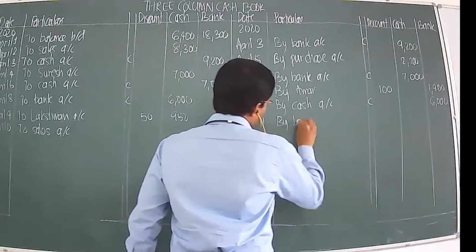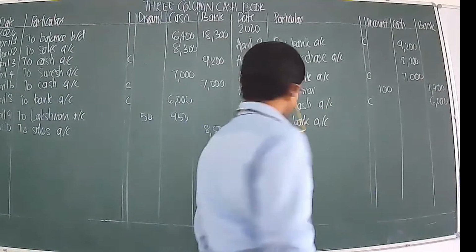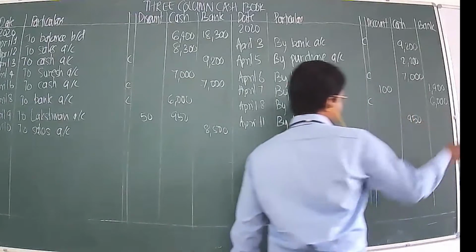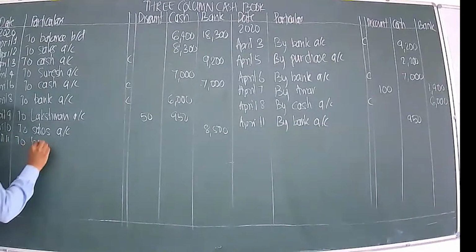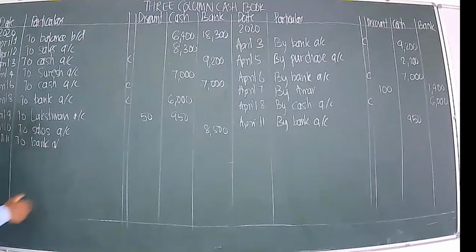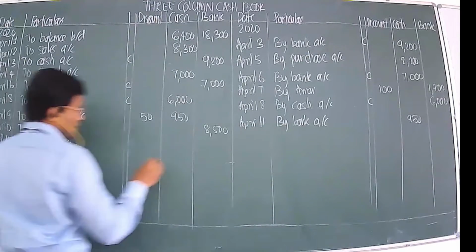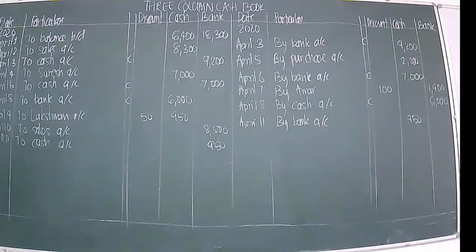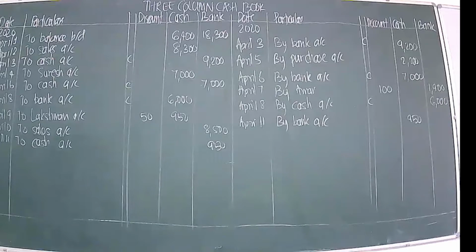By bank account, cash column, you will record the amount as, remember how much was Lakshman's check for? It was for 950 rupees. Because the check is going out, and then here, April 11, to bank, to cash account, 950 rupees. So this is how we would be working out the transaction for April 11th.